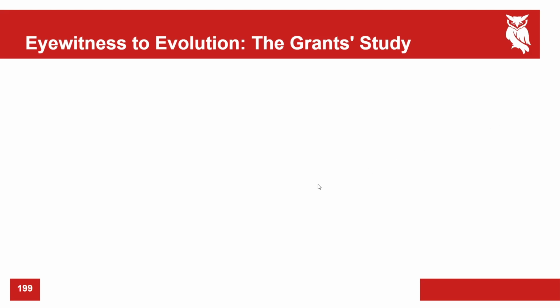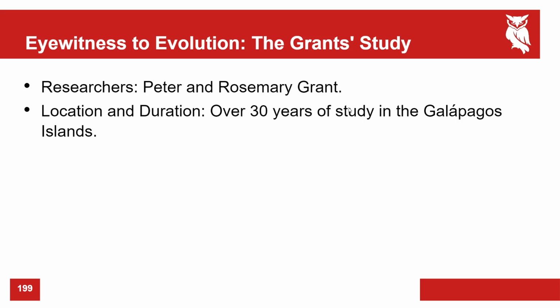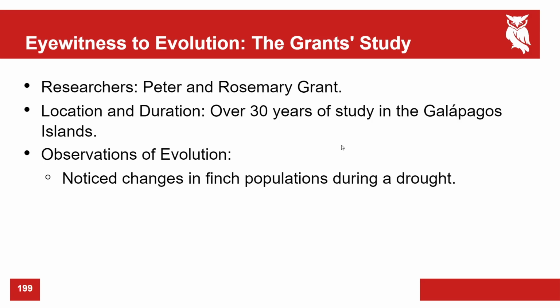So when we talk about adaptive radiation and changes over time, which is what evolution is, we're going to look at something called the Grant study. You had these two researchers, Peter and Rosemary Grant, and over a 30-year period, they studied finches in the Galapagos Islands. This is the same place where Darwin was looking at his finches. They observed changes in the finch populations during a drought.